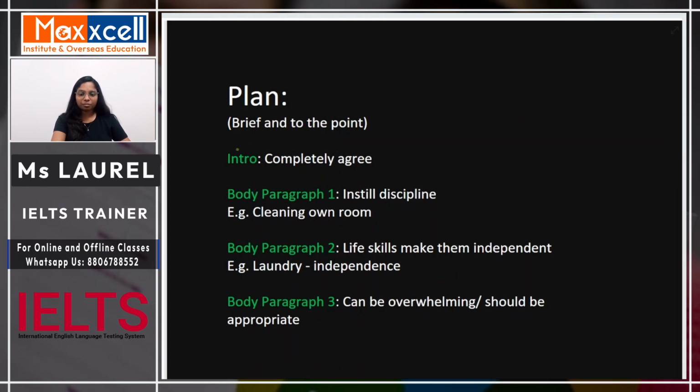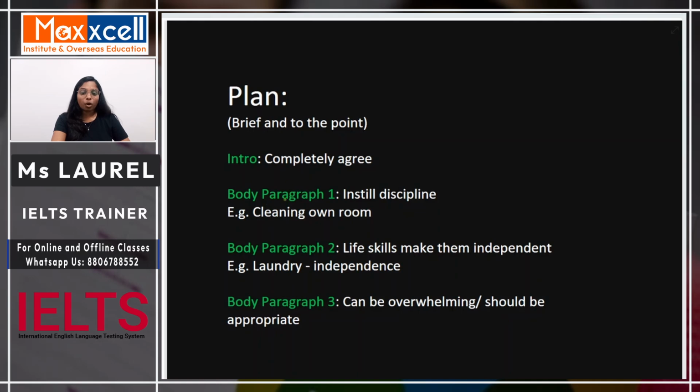Okay, so in case of intro, now this is my plan. I completely agree that children should be given household chores. So my introduction will have to give you the idea that my stance is that I completely agree.